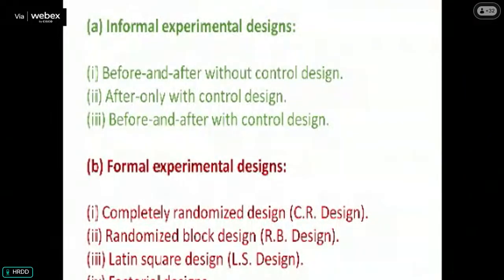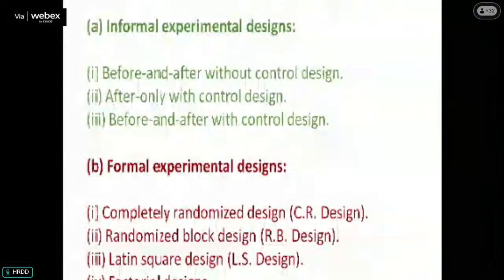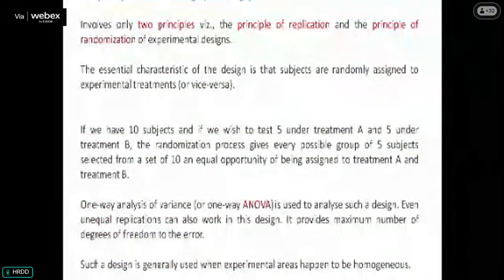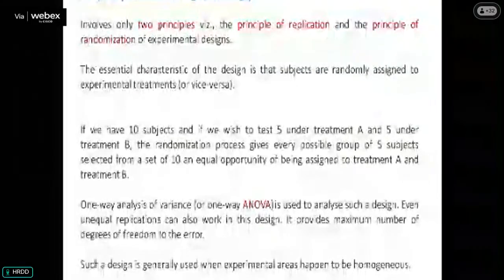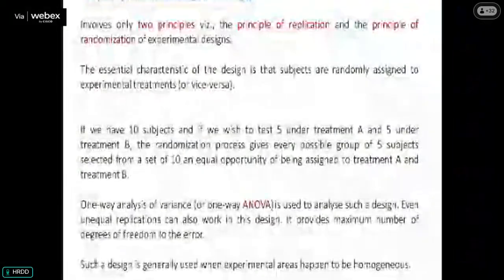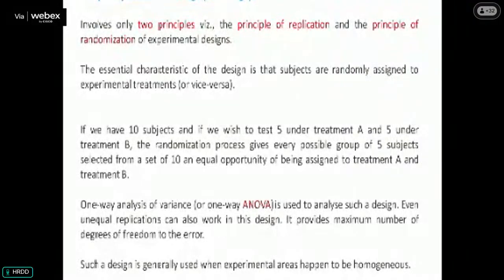So formal experimental designs, we start with the completely randomized design. It involves two principles: principle of replication and principle of randomization. You know what this is? We'll do it with the help of diagrams next class.